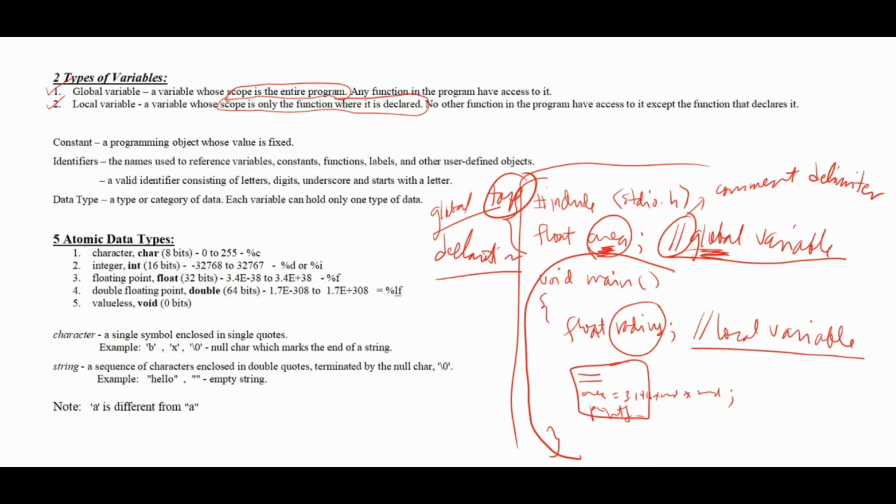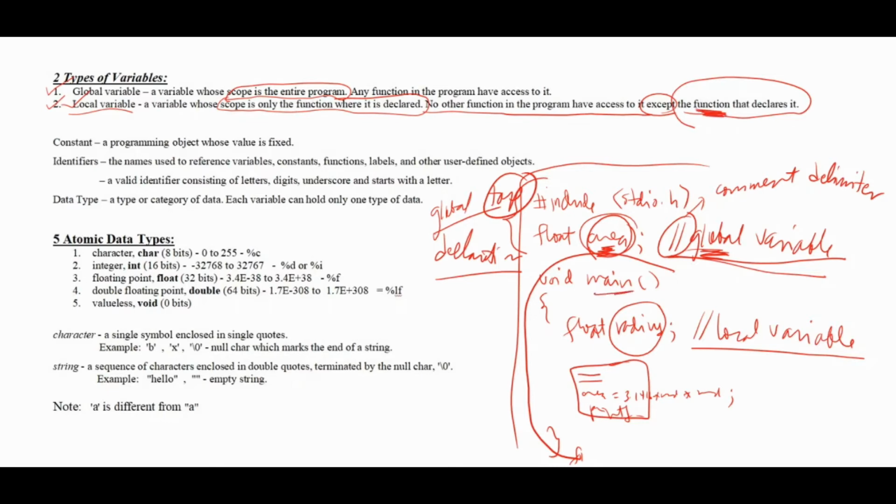So say, for example, we have other functions like f1, f2, fn, like in our general form that we discussed a while ago. So say we have several functions in the program. All of those functions have access to the global variable. While for a local variable, only the function that declares it has access to it. So no other function in the program has access to it except the function that declares it. So the only function that can use or access the local variable is the function that declares it.